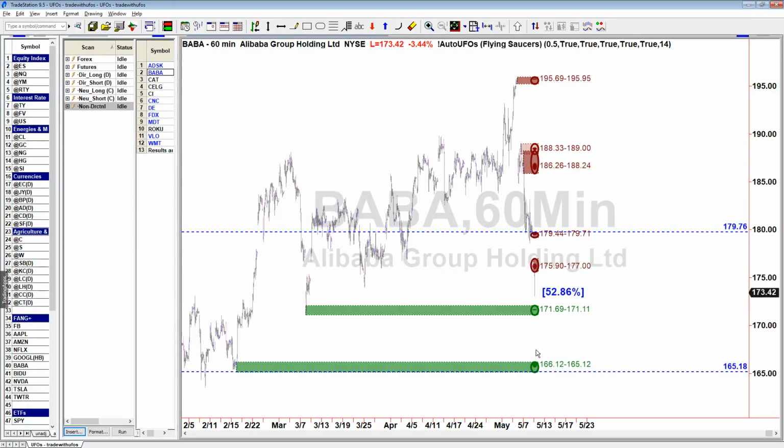And the reason why is just because of distance. 179 is pretty far from 173. 165 is pretty far from 173. But on top of that, most importantly, because I got UFOs.